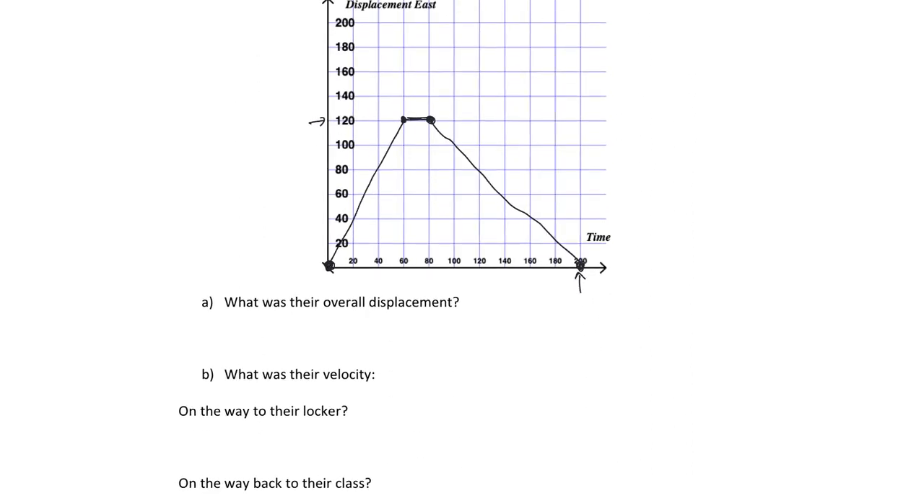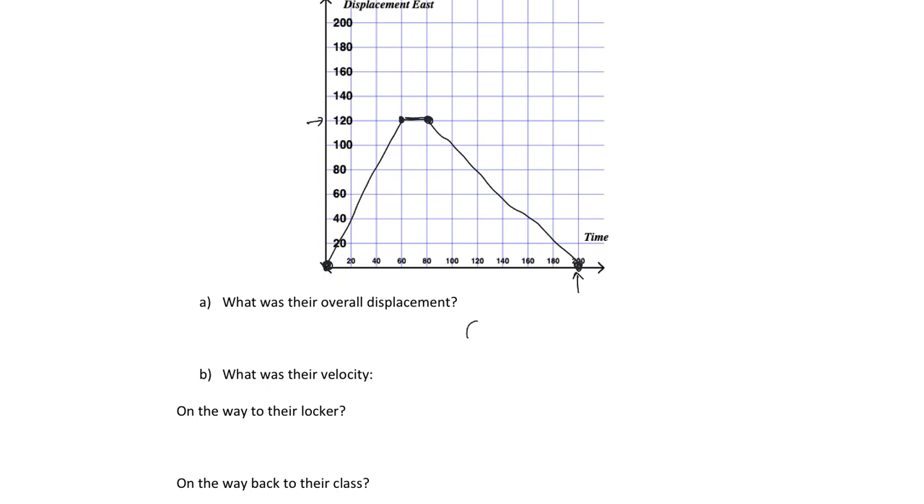What was their overall displacement? They've gone nowhere, because they ended up where they started. Remember, displacement is beginning and end. What was their velocity? 0 meters per second, because they haven't gone anywhere. Right? Velocity is equal to displacement over time. So you need to make sure you remember that.